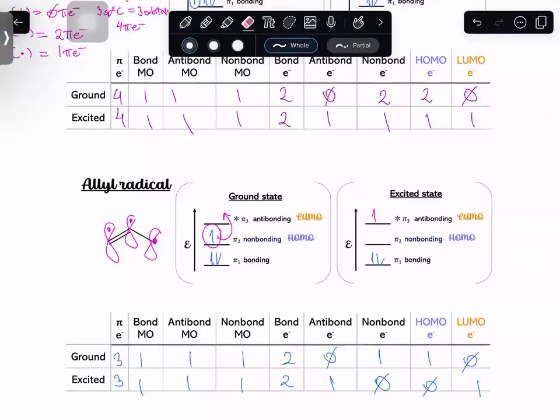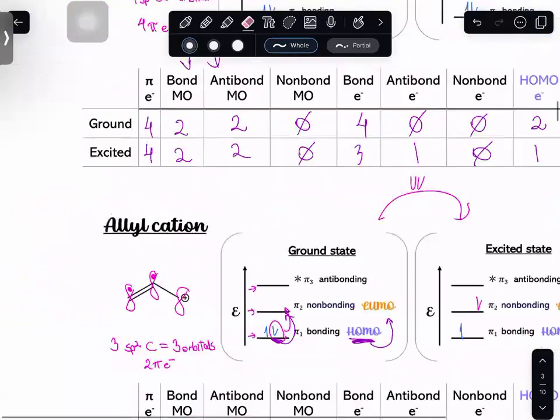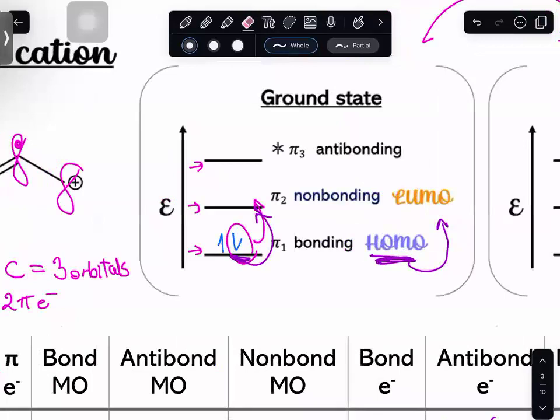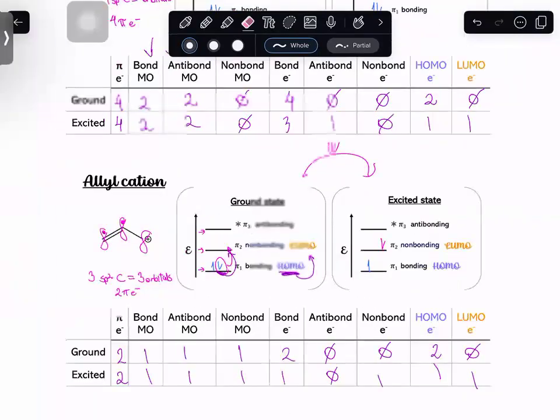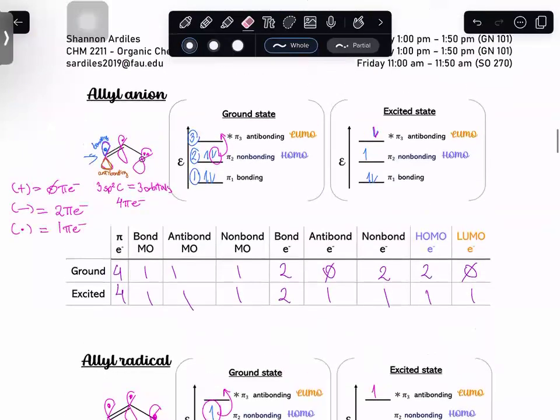So for the radical, let's say, pi 2 was HOMO. But for the cation, pi 1 was HOMO. Again, it depends on which specific pi orbital qualifies for the definition. Okay, so far, questions on that? Did it make sense? The top one, this one?